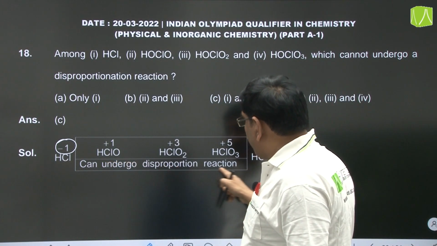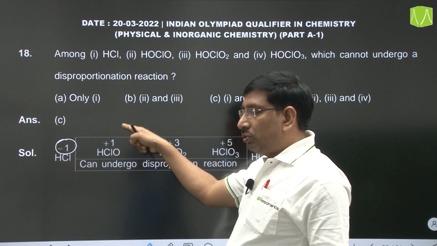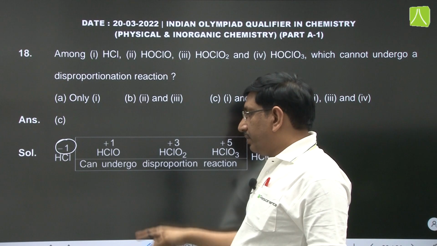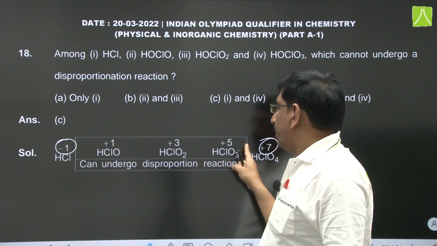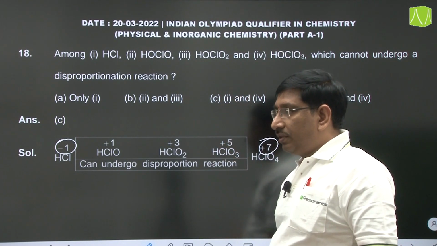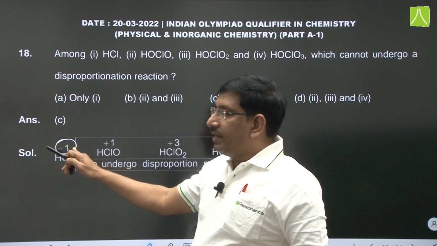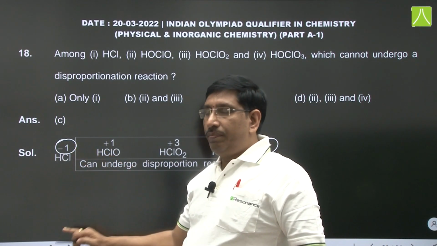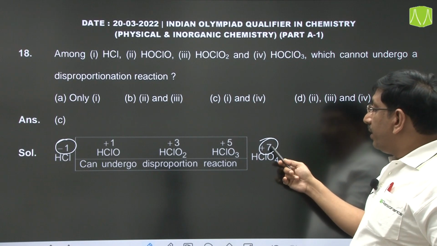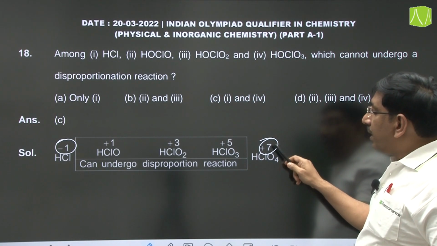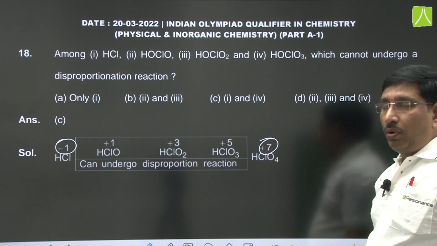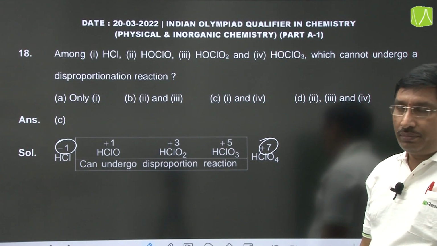Now, in these three, chlorine can go to a lower oxidation state and chlorine can go to a higher oxidation state. That means these three can undergo disproportionation. But HCl is already in its lowest oxidation state, so it cannot go beyond this, and chlorine in HClO4 is already in its highest oxidation state, so chlorine cannot go beyond +7. So that is why HCl and HClO4 both do not undergo disproportionation.